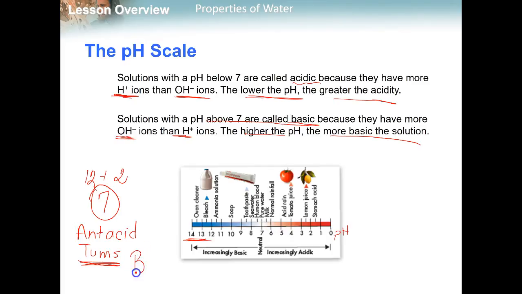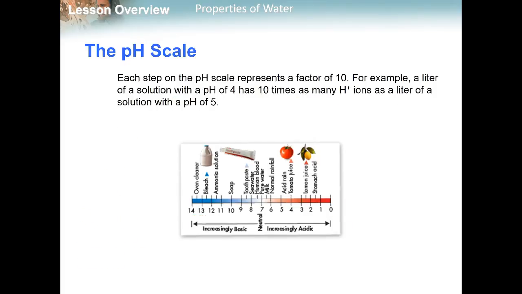These are referred to as buffers. Take that back. They're not buffers. Don't call them buffers. I'm wrong. But they're going to neutralize that. Okay, we'll talk about buffers in just a minute.